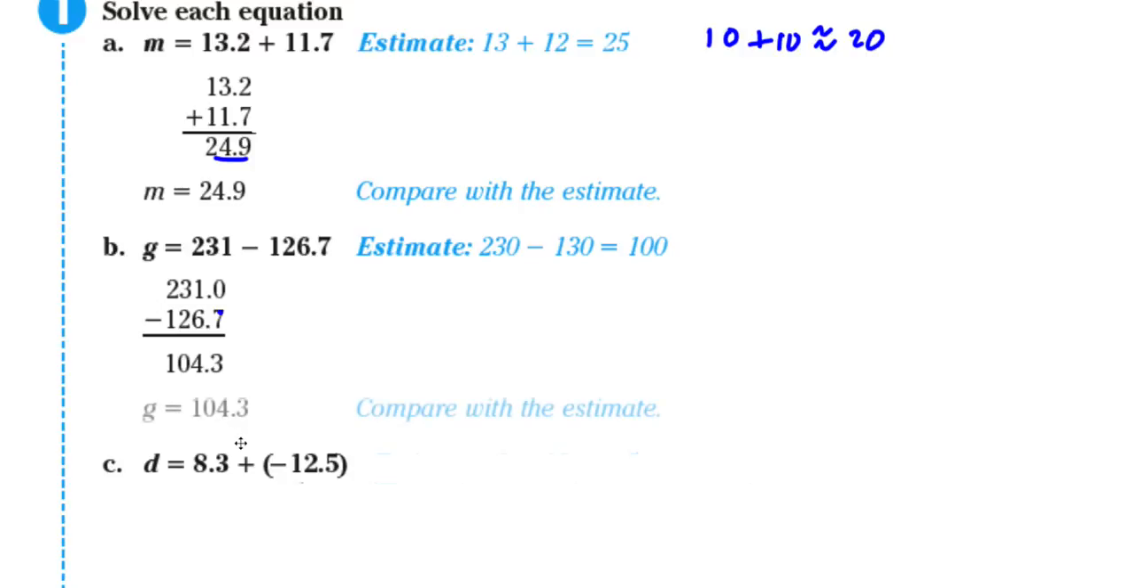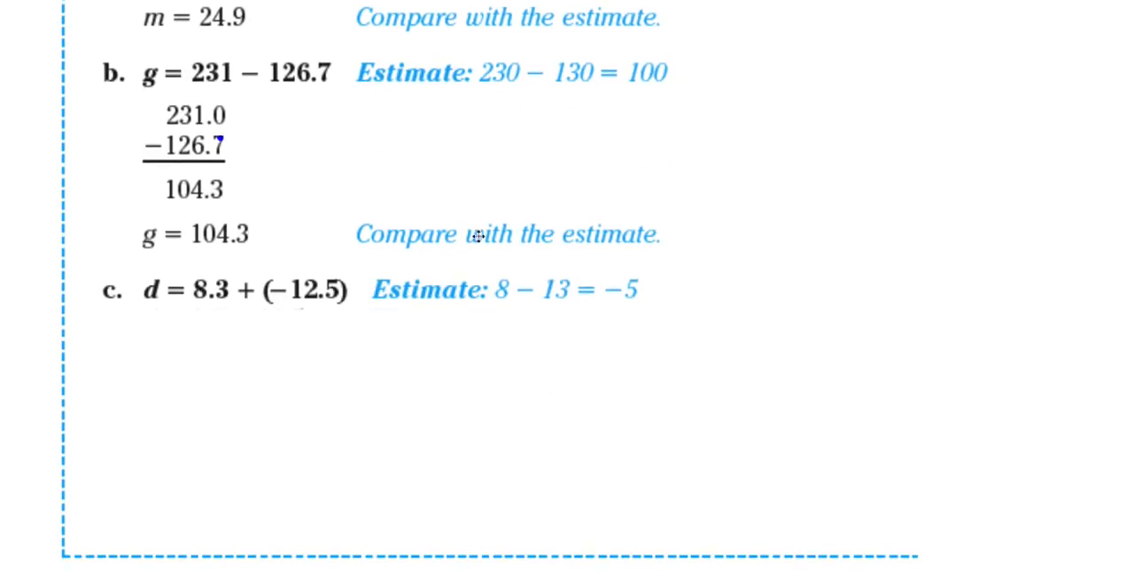So in this case, G is equal to 104.3. And if you look at our estimate and the exact answer, they are very close to one another. Okay, and finally, let's take a look at C. 8.3 plus negative 12.5. So let's estimate again. Our answer should be close to negative 5 because 8 minus 13 is negative 5.